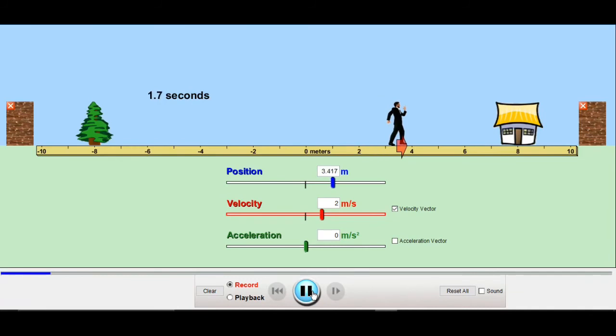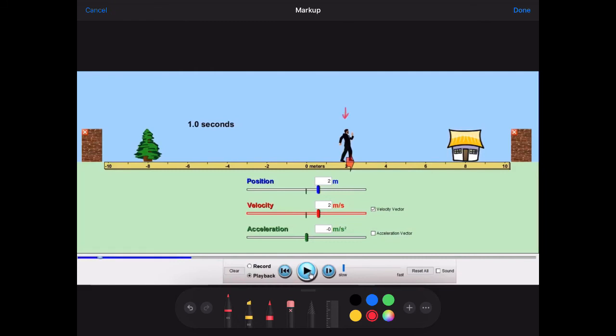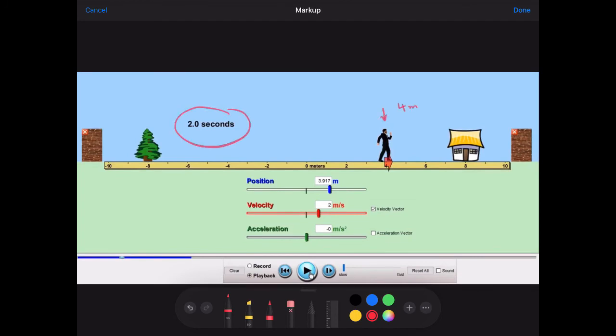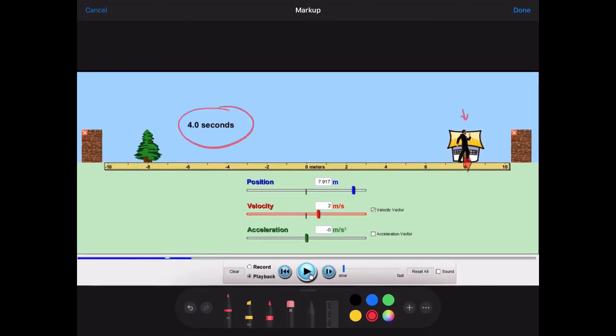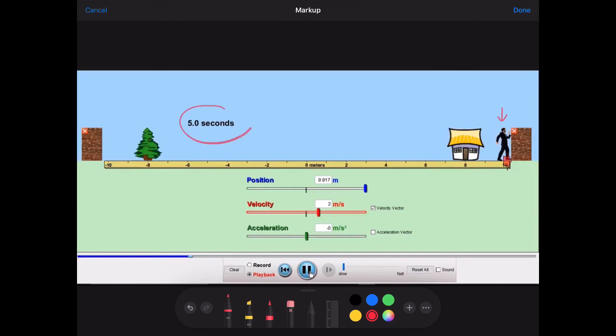Let's look at another system having two variables, distance and time. A man walks to the right for 5 seconds, and we shall record his motion and stop it at every second to analyze it. In the first second, the man has traveled 2 meters. In the second second, he has traveled 4 meters, and so on. In the fourth second, he has traveled 8 meters and 10 meters in 5 seconds.